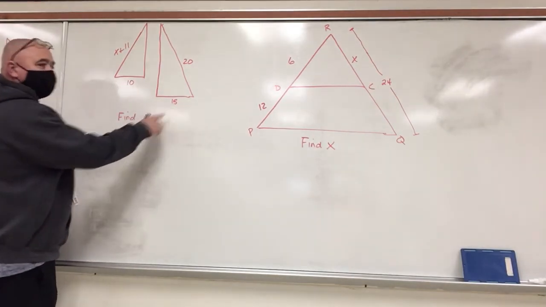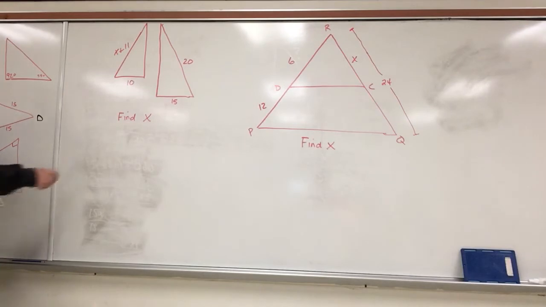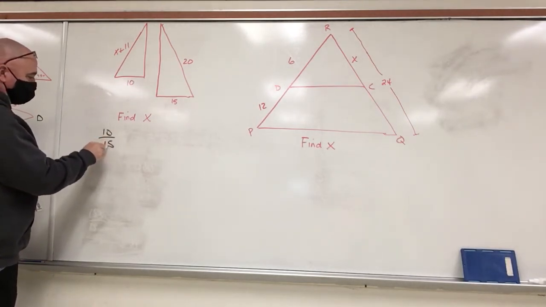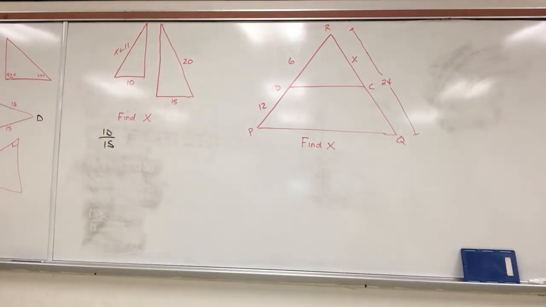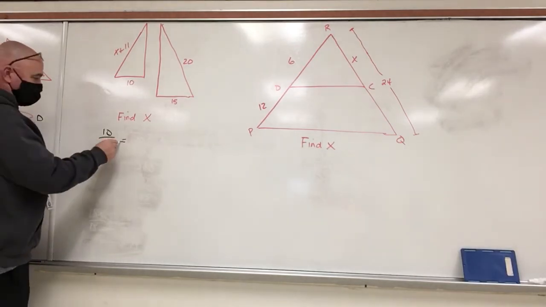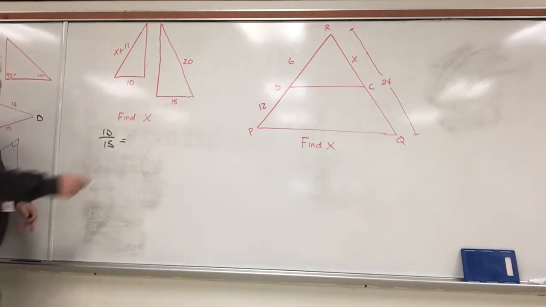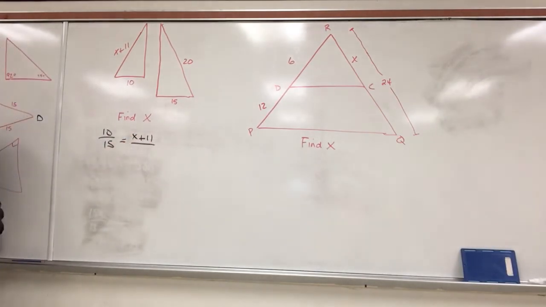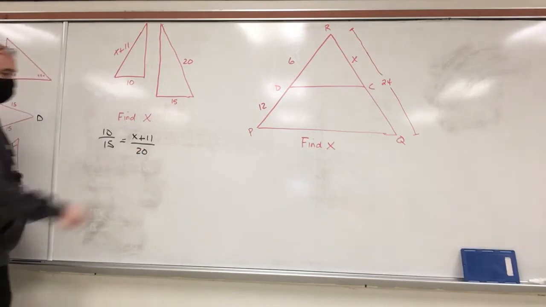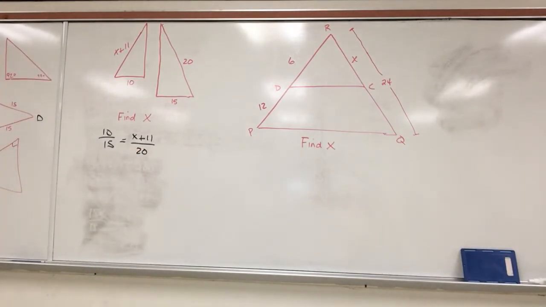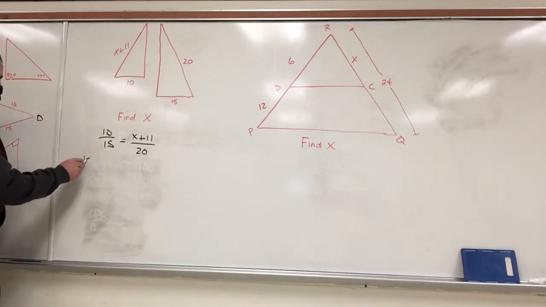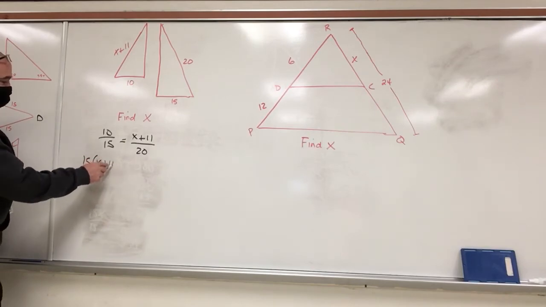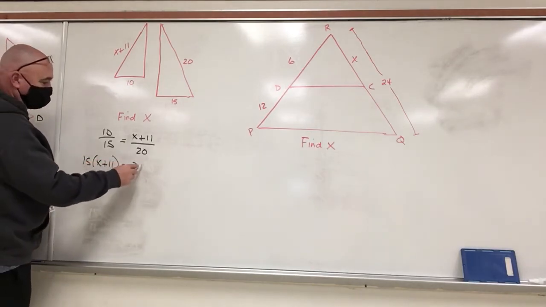That side matches up with that side, right? So I'm gonna say 10 is to 15, okay, as X plus 11 is to what? 20. My proportion is set up. Now to solve my proportion, all I gotta do is cross multiply. Okay? So I'm gonna go 15 times X plus 11 is equal to 200.